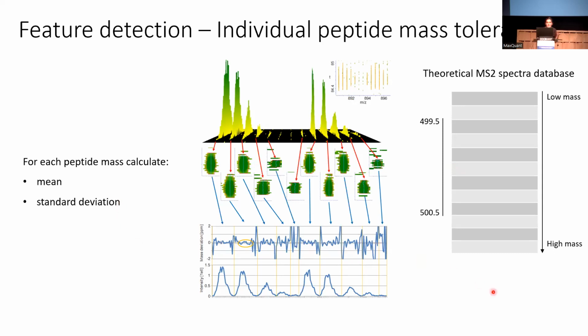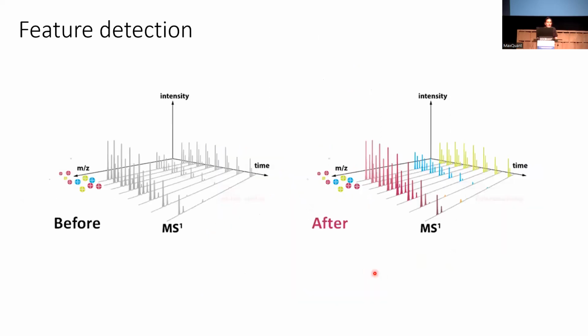So we're not going to have a general mass error tolerance that we use, but for each one of the peptides, it's going to be a different one. And it depends on how wiggly the line is for each one of the peptides. So now we're at a very good step.